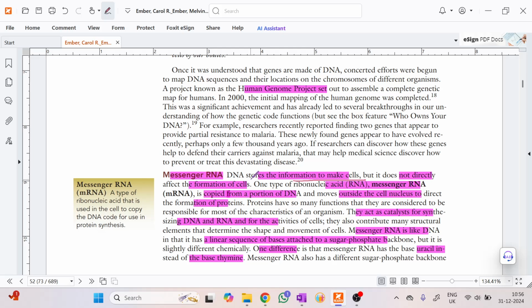Hello everyone, let's proceed on to chapter 3, Basics of Anthropology. The name of the chapter is Genetics and Evolution, and the book is Amber and Ember. So let's start with messenger RNA.